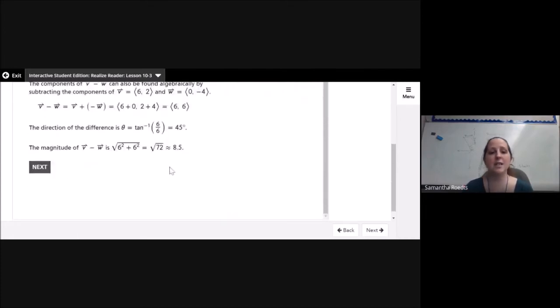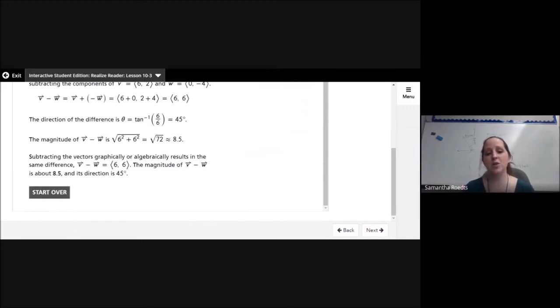The direction of the difference is theta equals the inverse tangent of 6 over 6, or 45 degrees. The magnitude of vector v minus vector w is the square root of 6 squared plus 6 squared, which equals the square root of 72, which is about 8.5. Subtracting the vectors graphically or algebraically results in the same difference, vector v minus vector w, which equals 6, 6. The magnitude of vector v minus vector w is about 8.5, and its direction is 45 degrees.